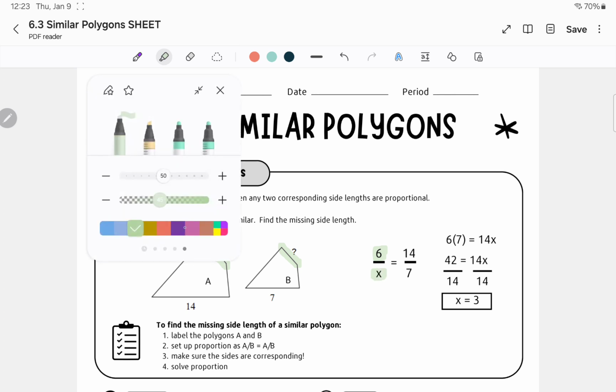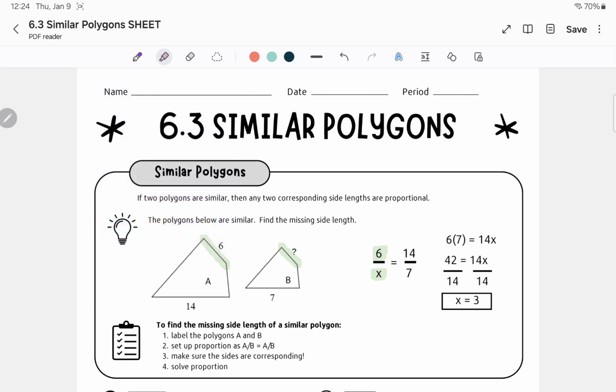Now grab a second color. Let's go back to the first shape we started with, which is this one, and highlight another side, which is 14. So our second fraction is going to have 14 at the top. And what does this correspond to on the right? This side here, which is 7. That's how we're going to write our fractions, okay? Once we do that, we have equal fractions, we have a proportion, and we can solve to find our answer.